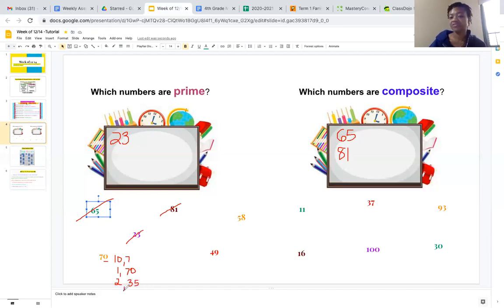And there could be some other factors out there, right? So there's definitely more than 2 already. So we're going to put 70 in this bucket.